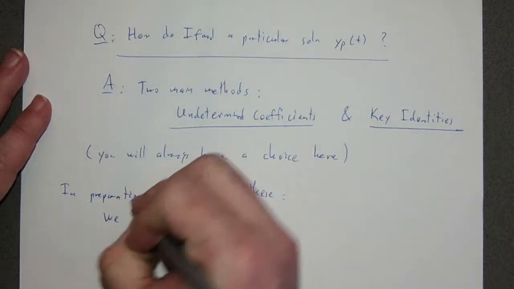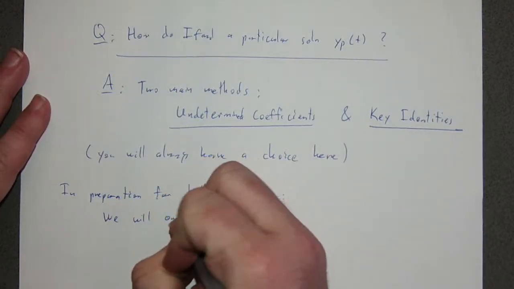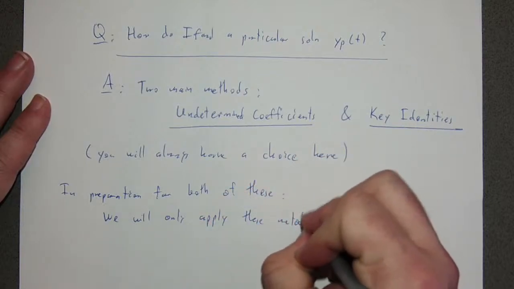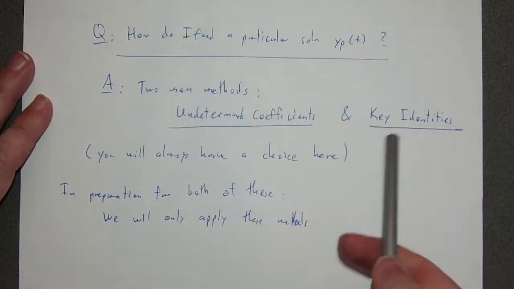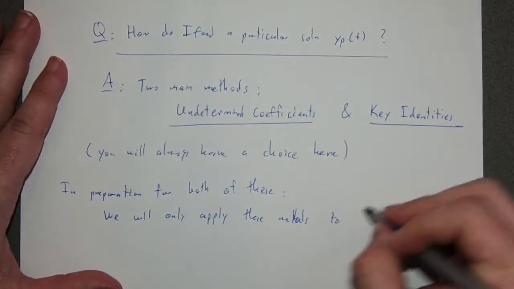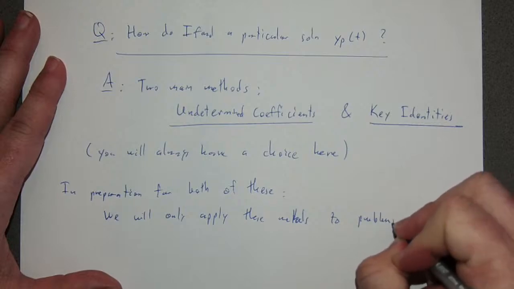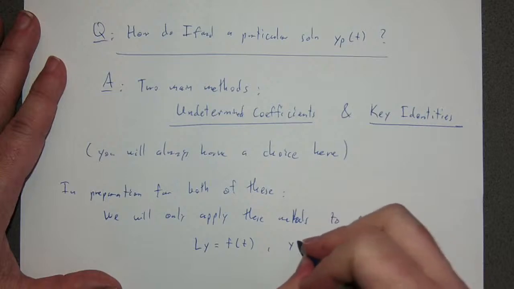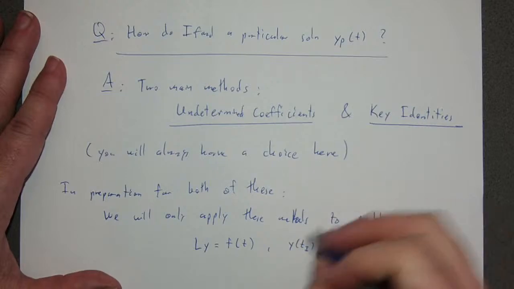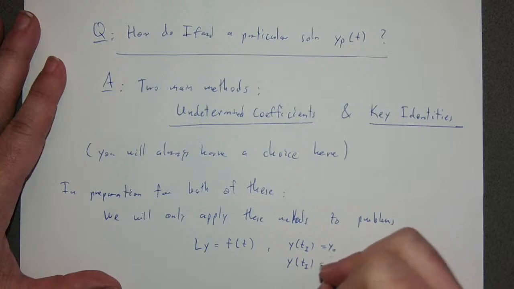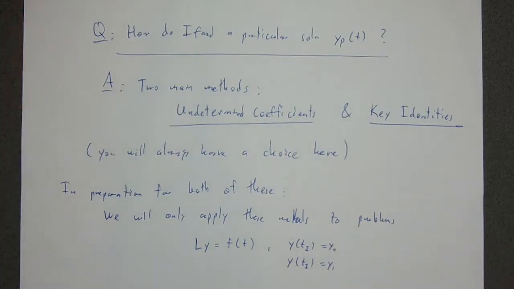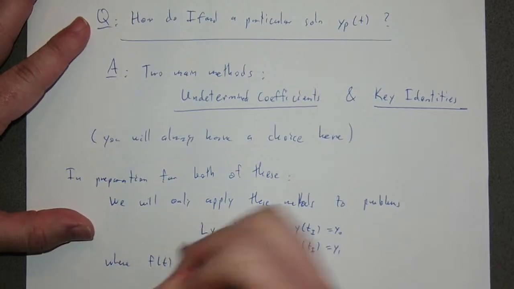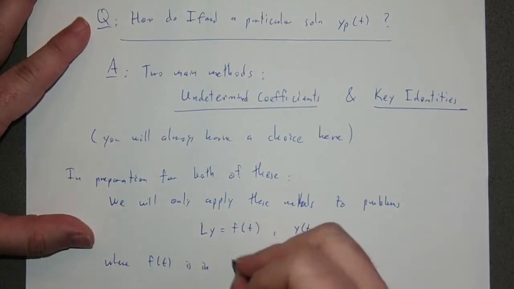We will only apply these methods, that's undetermined coefficients and key identities, to problems Ly = f(t). And like I said, maybe I have some initial conditions, y(t_0) = y_0 and y'(t_0) = y_1. We'll only apply these methods to problems like this, where f(t) is in characteristic form.